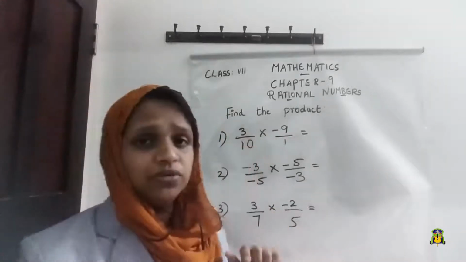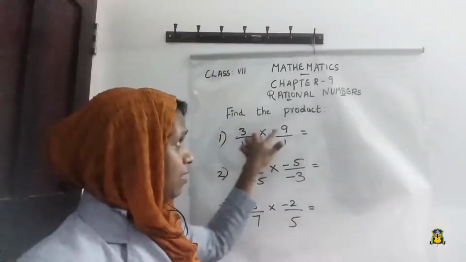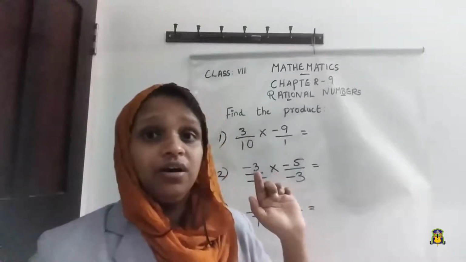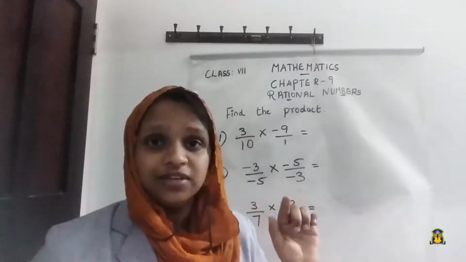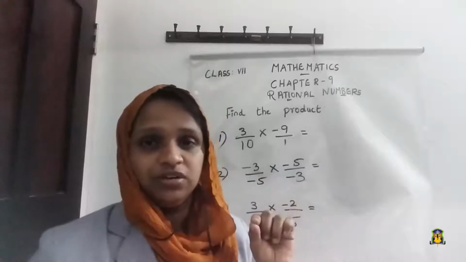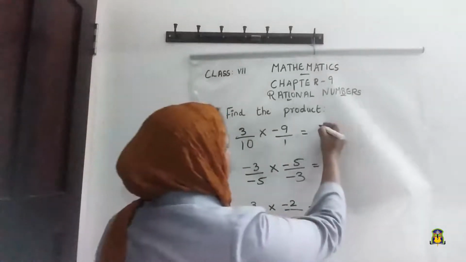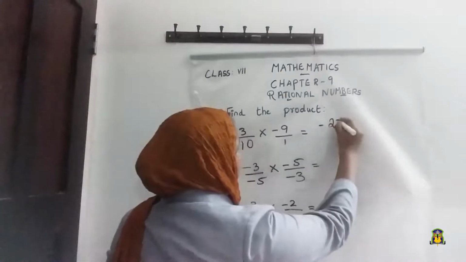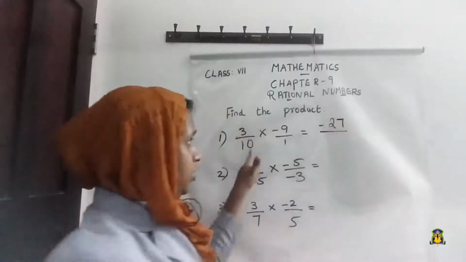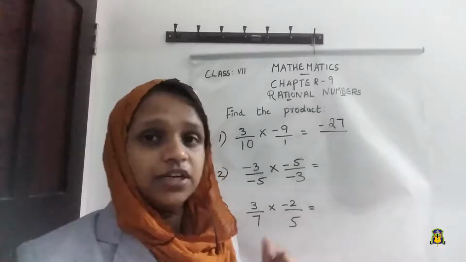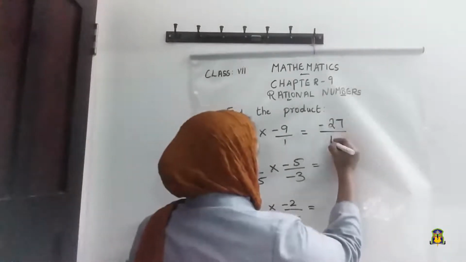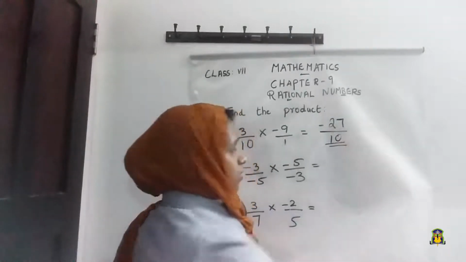So in such cases we directly multiply. 3 into negative 9, a positive integer multiplied by a negative integer. What will be the answer? It will be a negative integer. So that means 3 into negative 9 is negative 27, by, what about 10 into 1? Yes, 10 into 1 is 10. Okay, we got the answer.